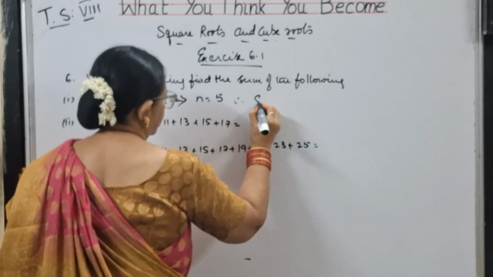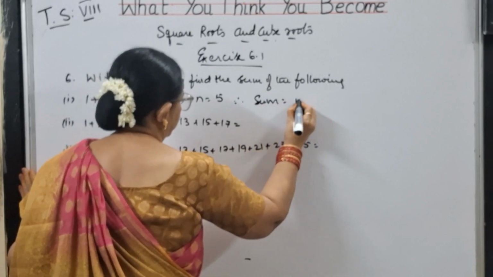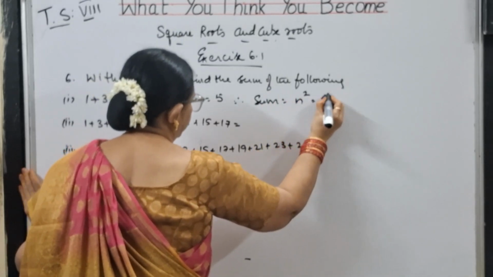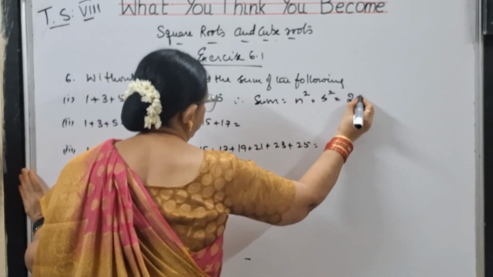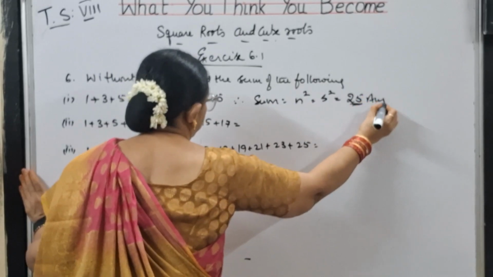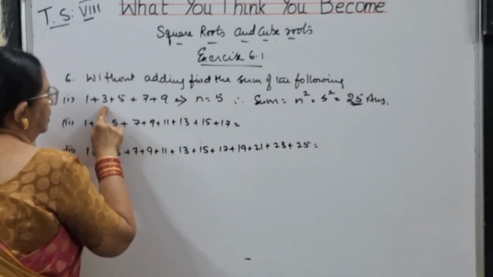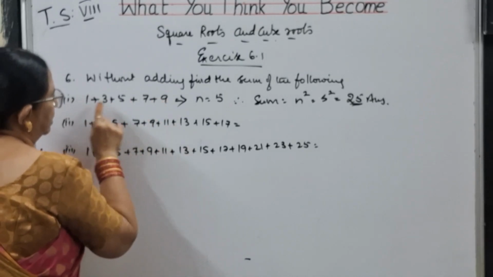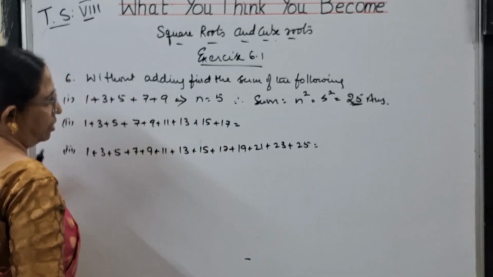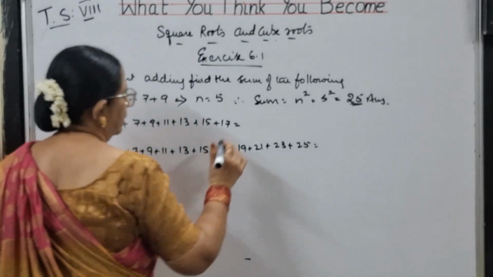Therefore, the sum is equal to n square. This is the formula, that is 5 square. 25 is the answer. So if you add, you will get 25. You can check, children. 7 plus 3 is 10. 9 plus 1 is 10. 10 plus 10 is 20, plus 5 is 25. So this is the easiest way.